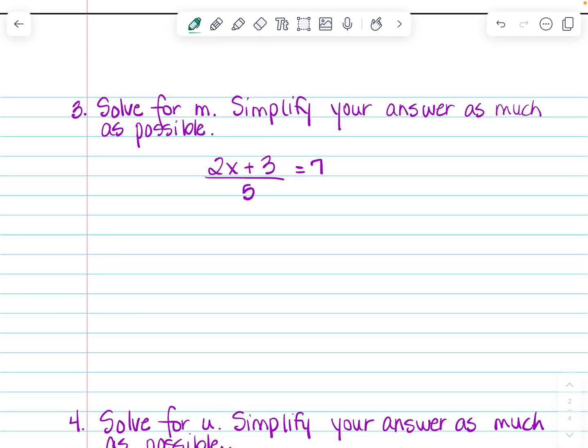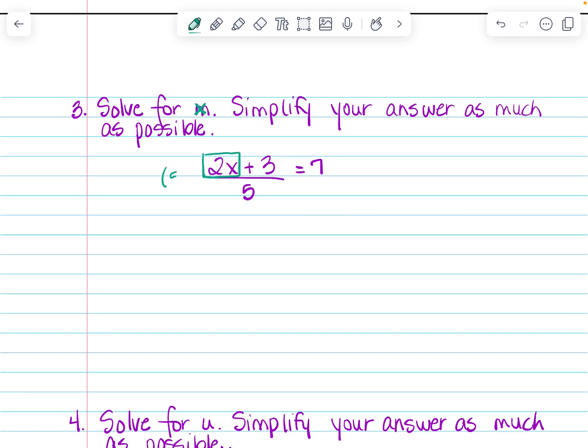For number 3, solve for, and I see a typo here, that should say x. Simplify your answer as much as possible. So 2x plus 3, all divided by 5, equals 7. Again, we leave this variable piece until the very, very end, which means we have to cancel out the addition of 3 and the division by 5 first. But I am not adding 3 here, I am adding 3 divided by 5.